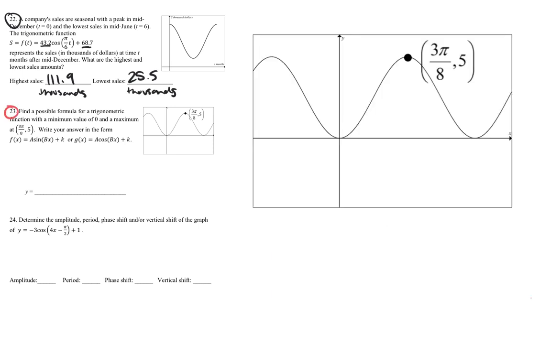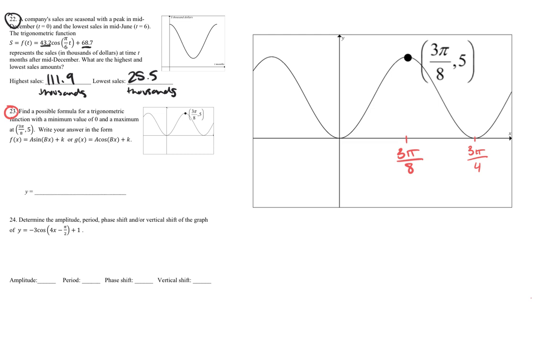Okay, so it's asking us to find a possible trig formula that looks like this graph, with a minimum value at 0 and a maximum value at this point, 3 pi over 8, 5. So let's label some things that we know. This point right here is 3 pi over 8, which means, and this is the middle of our period, this point right here would be 3 pi over 4. If we doubled 3 pi over 8, this would be 3 pi over 4.